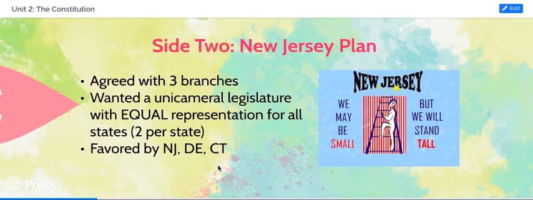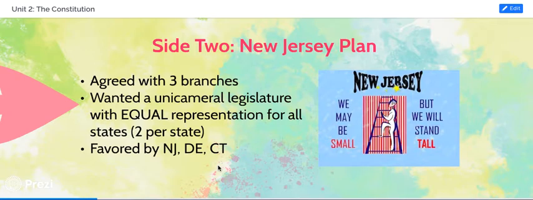So side 2 is the New Jersey plan. They're like, yes, we can get with this whole 3-branch deal. That's fine. Legislative, executive, and judicial. However, within the legislative branch is what these two sides are fighting about. Okay? They're all cool with the legislative branch. They're not cool with how one another wants to set it up. Okay? So they want a unicameral legislature.